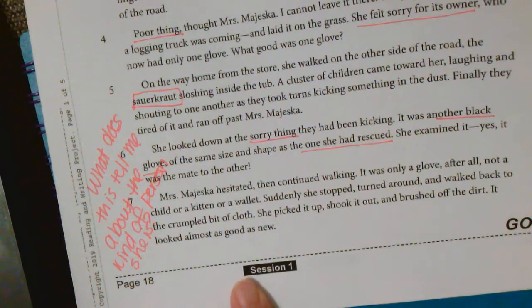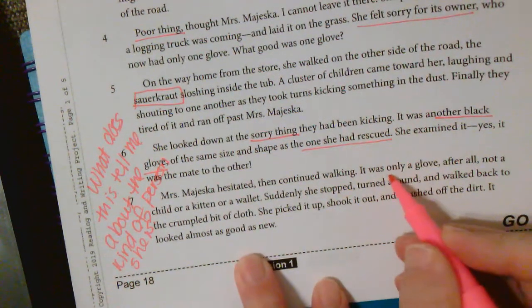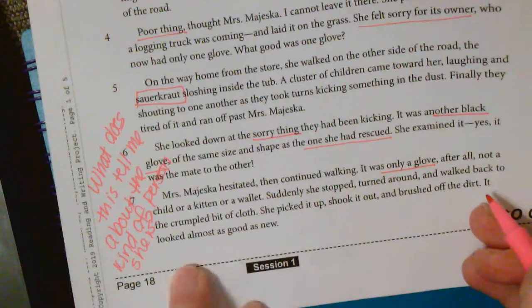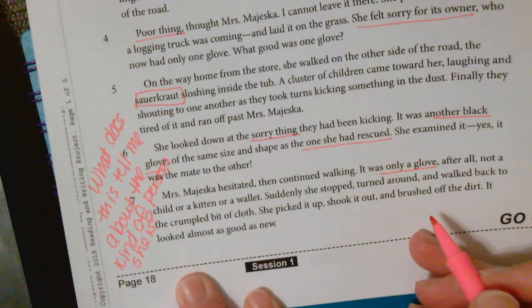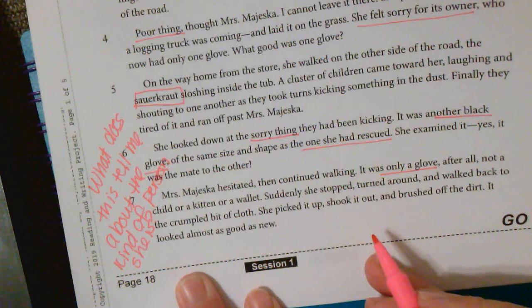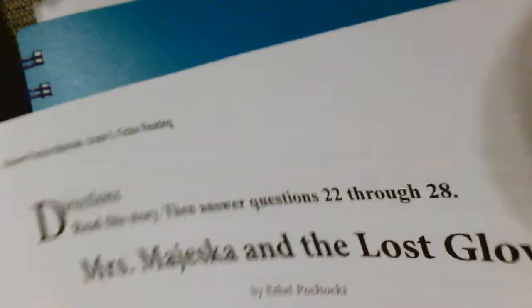So she continued to walk, of course. She's like, oh, and she tries to even make an excuse. It's only a glove. It's not a child or a kitten. But she turns around and she picks it up, shakes it out, brushes the dirt off, and guess what? I love this part.